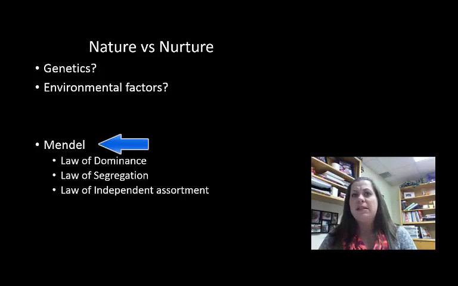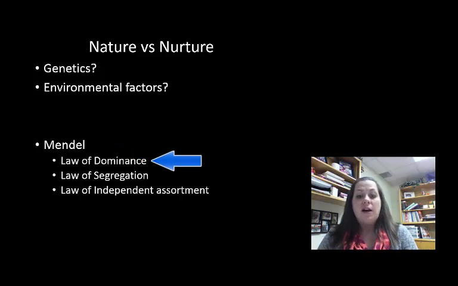Well, this brings us to Mendel. Mendel, guys, is the father of genetics. He's the one that studied pea plants. He was an Austrian monk, and so he was going through and looking at how genes got passed on from one generation to the next. So he came up with 3 laws. Let's talk about these 3 laws really quick, because you're going to need to be able to recognize them.